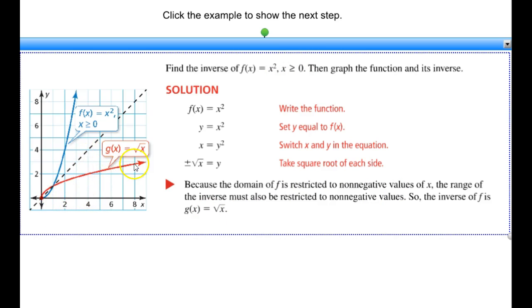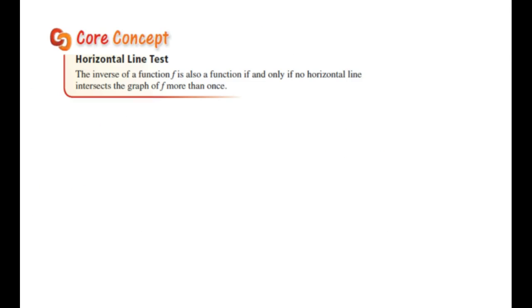So here's my function. My original function, this f of x, is drawn in blue. We can see it's just a pretty normal quadratic, but it's restricted to the positive domain, right? Only x is greater than 0. And here, my red one is the inverse of that function.